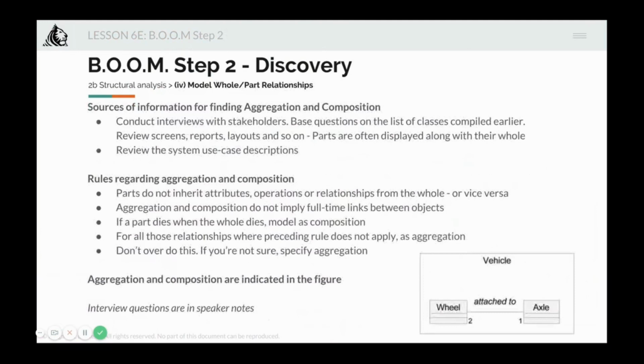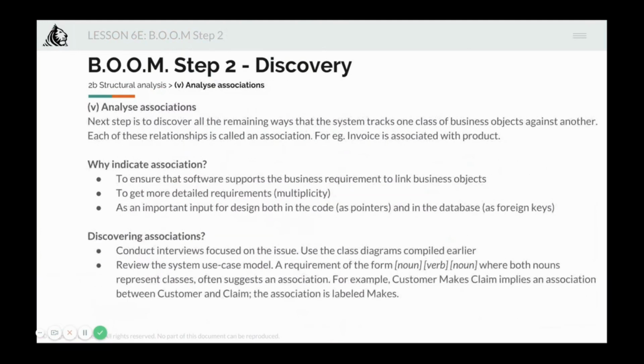And how do you show aggregation and composition? Simply draw lines between the components, indicating that the parts are connected, right? The number 2 and the number 1 in the diagram that I've shared in the slide indicate multiplicities. We'll be covering that in a later section. I have mentioned some of the interview questions in the speaker notes. I'll suggest that you have a look at that.